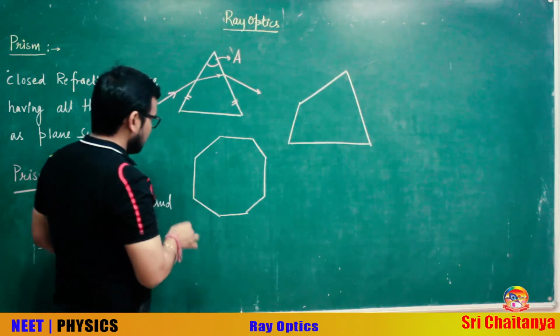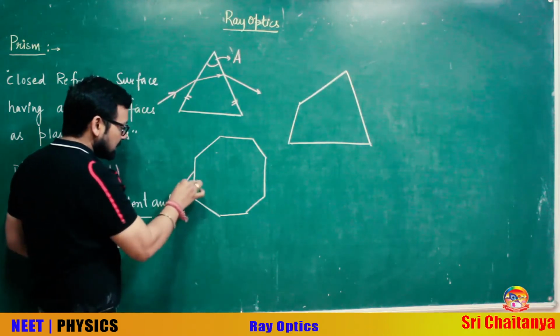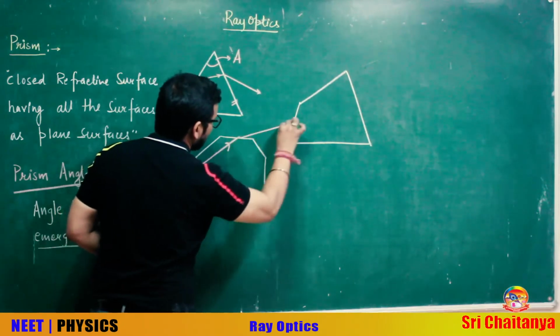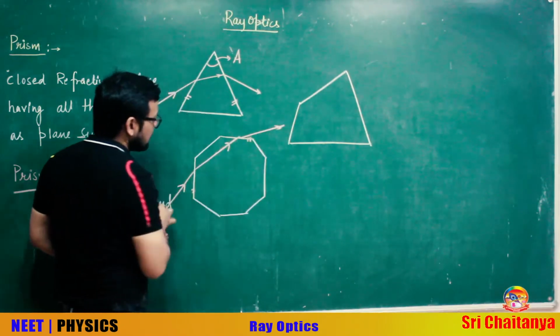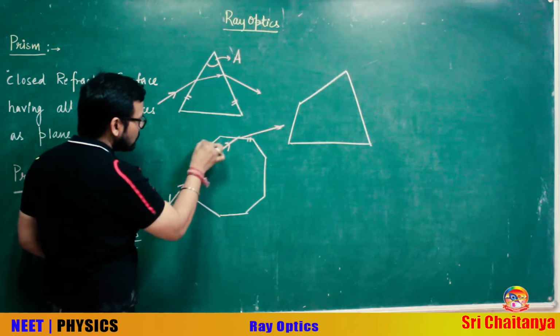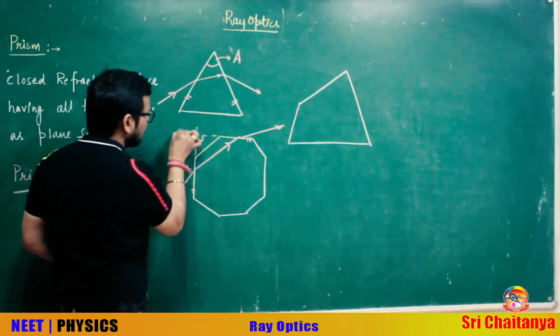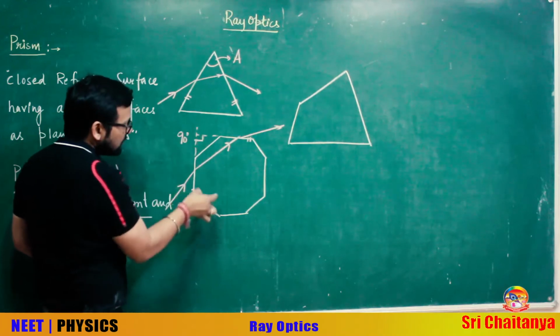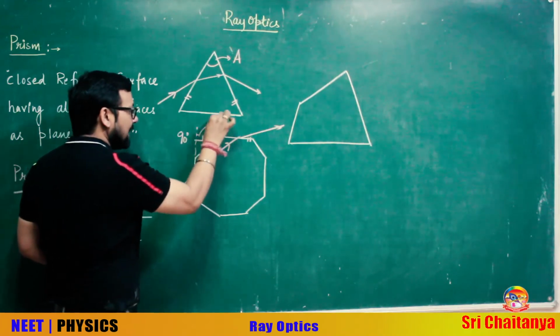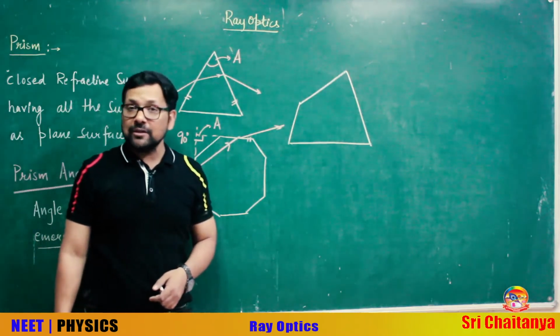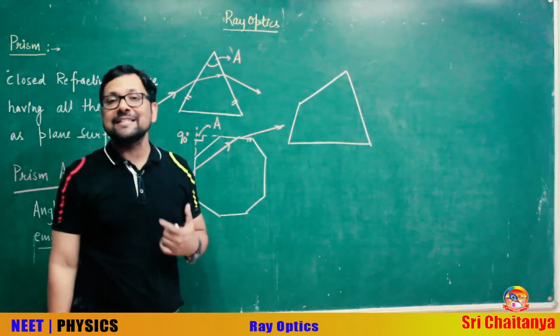In the second diagram, suppose this is the incident surface and light is refracted from here, and this is the emergent surface. Between these two surfaces you can see the angle is 90 degrees. So what is the prism angle? The prism angle is 90 degrees, and moreover this 90 degrees does not lie inside the prism, it lies outside the prism.